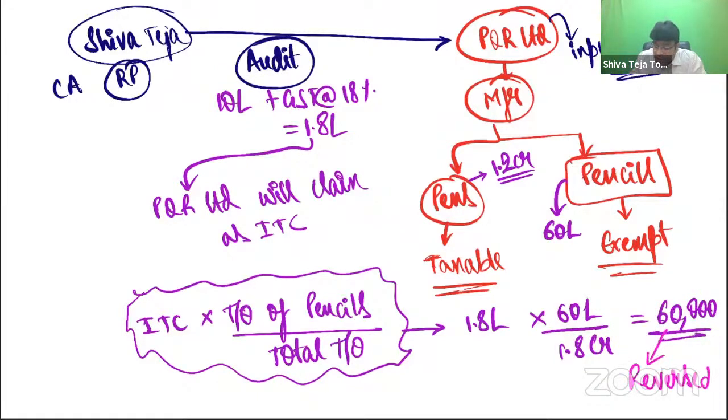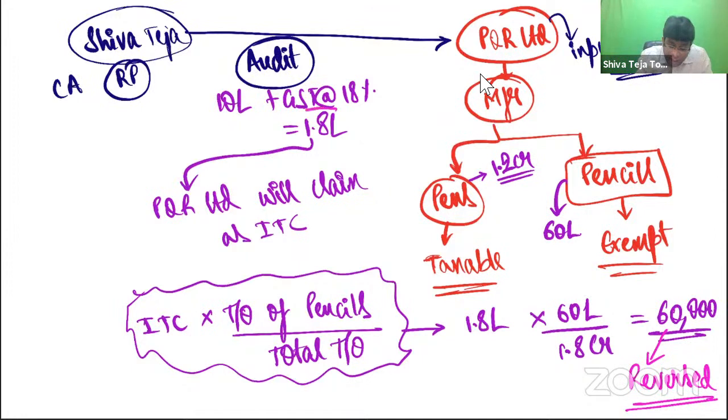This 60,000 should be reversed. So the whole fundamental logic we are trying to apply here is that first, we will claim full credit. That means the total credit of 1.8 lakhs we will directly claim. Then after that, whatever credit is attributable to exempt supplies, that we will reverse.